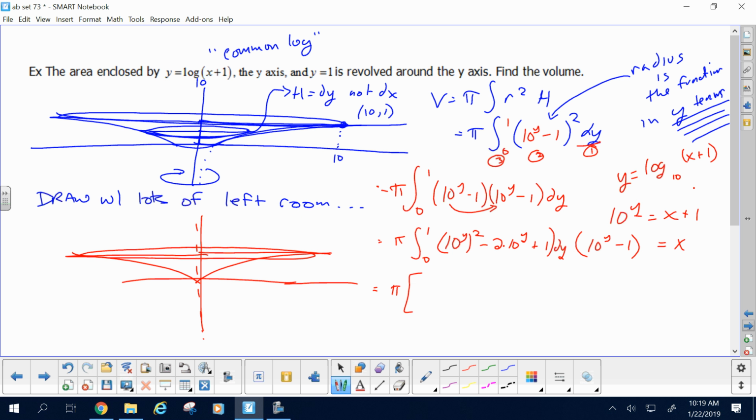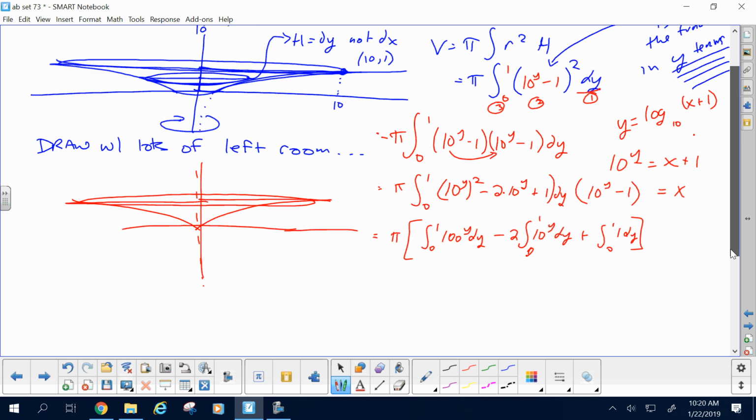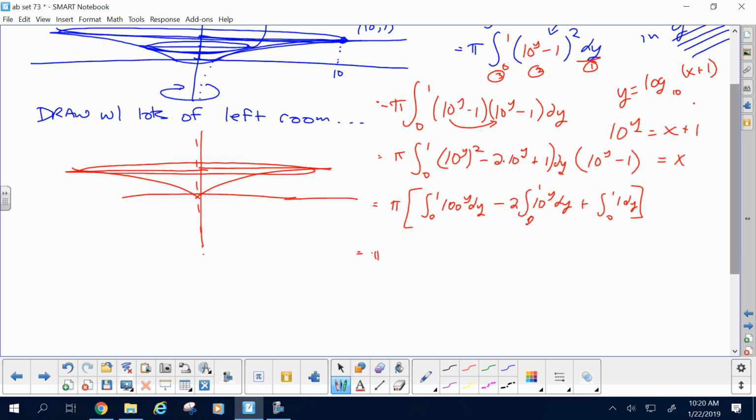How will I integrate 10 to the y quantity squared? What's the gimmick to that? Yeah, 10 to the 2y, which is the same as 10 to the second to the y, which is the same as 100 to the y. All right? This one, we could pull the 2 out front and integrate 10 to the y. And that guy is just integrating 1 dy. No big dealio. Got it? Good problems. Got a lot of technique in here.